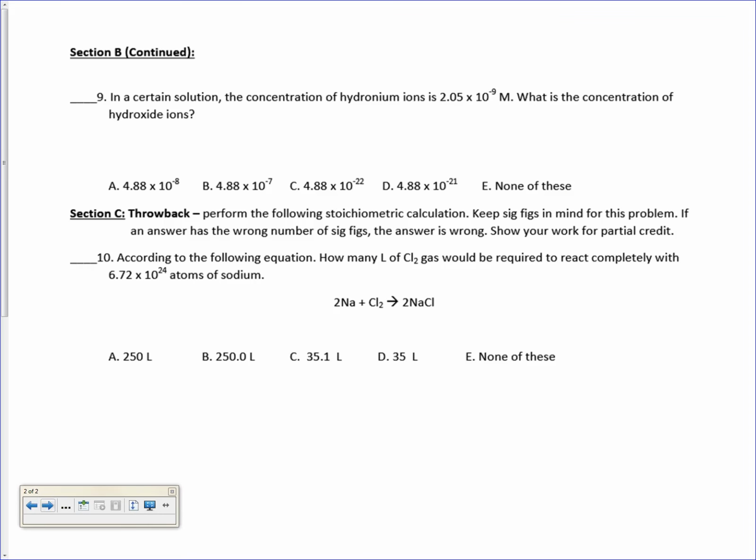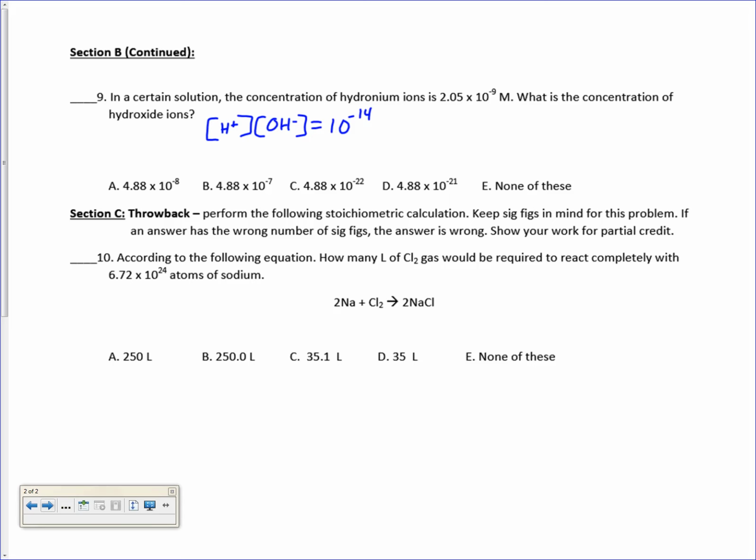All right, number 9 here. This one, it says we've got this hydronium concentration. It's asking for the hydroxide. So in this case, we're going to use that equation that relates those two, where we have concentration of H plus times the concentration of OH minus equal to 10 to the negative 14.